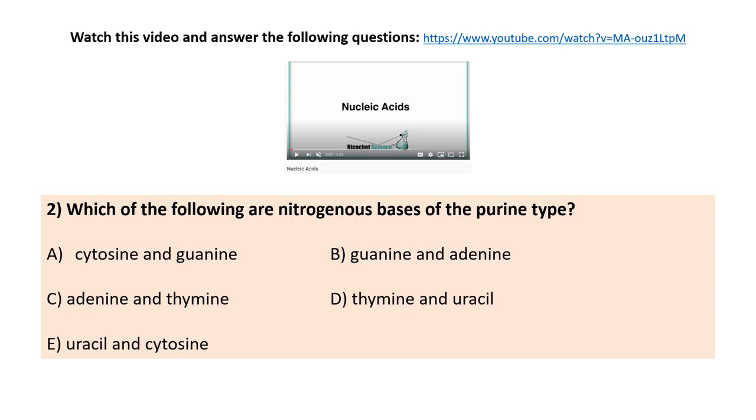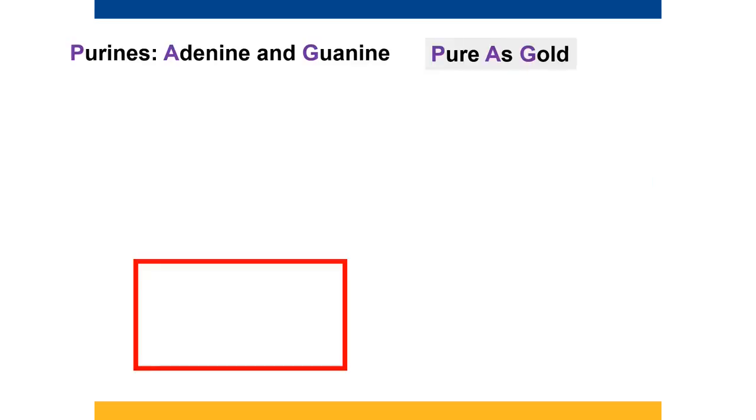Okay, now this question: which of the following are nitrogenous bases of the purine type? Okay, so you remember that there are purines and also pyrimidines, so you have to remember which ones are purines and which ones are pyrimidines. So you can stop the video and think about it, or check in your notes. And now let's try to answer the question. Okay, so to answer this question, maybe I will show you that adenine and guanine are purines, and I use a mnemonic that is pure as gold.